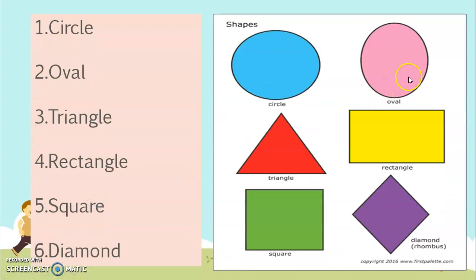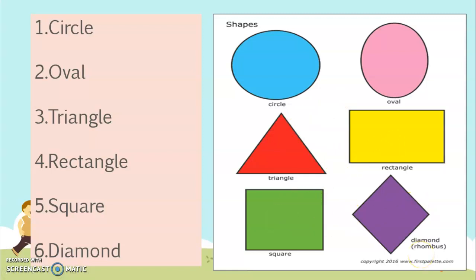Alright, as you can see here, there are 6 basic shapes that we are going to learn today. So, let's read together. Circle, oval, triangle, rectangle, square, diamond. Alright, now, let's see each shapes. Circle, oval, triangle, rectangle, square, diamond.